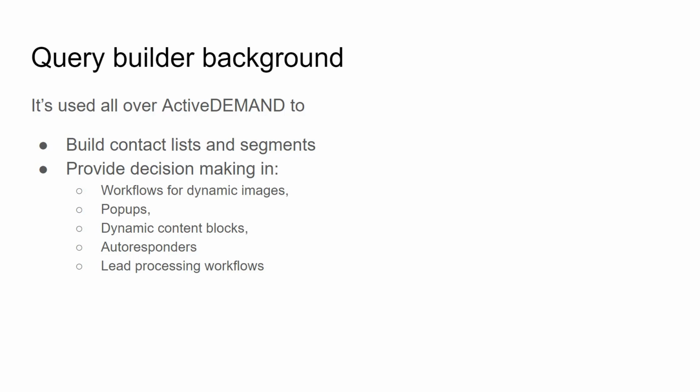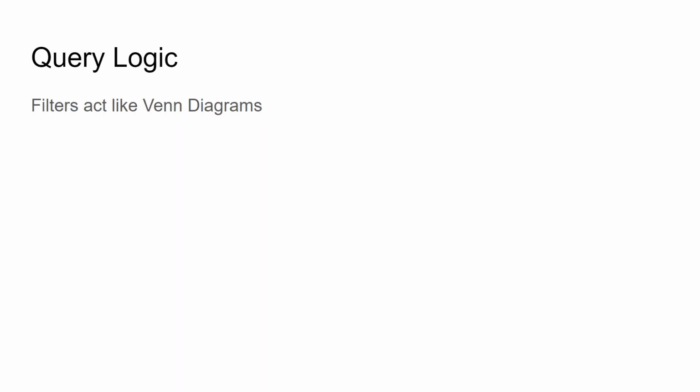The ActiveDEMAND Query Builder is used really all over the place in ActiveDEMAND. It's used to build contact lists and segments, and it's also used to provide decision making. That's where you'll start to use it in workflows to add some smarts. You'll use query logic and the query builder in pop-ups, dynamic content blocks, autoresponders, and lead processing workflows. All over the place where you need to do something based on how customers are reacting. So it's fairly important that we understand how it works and we're able to use it.